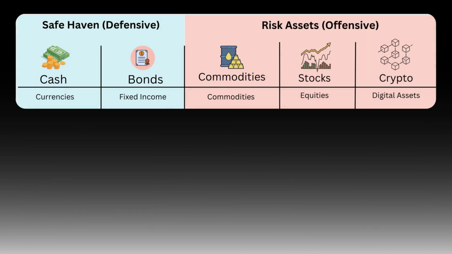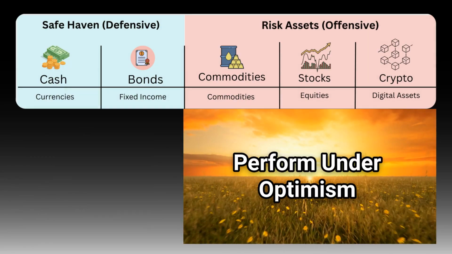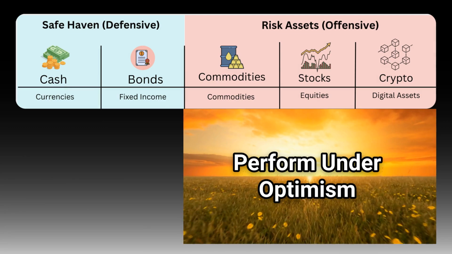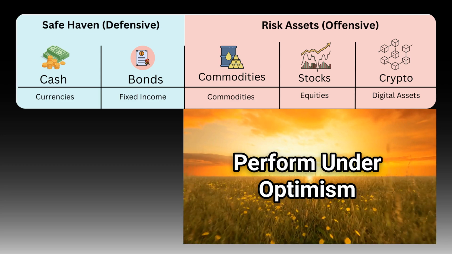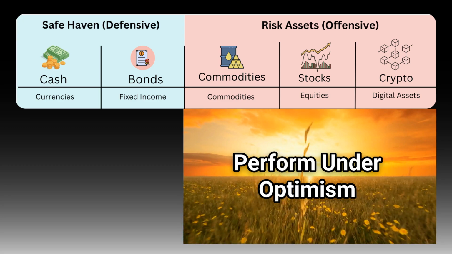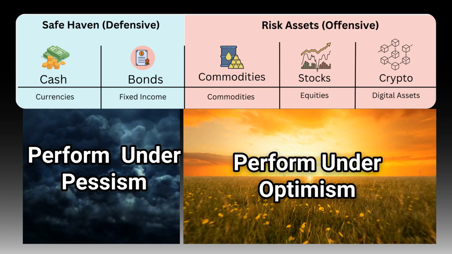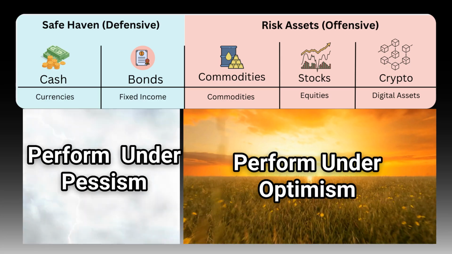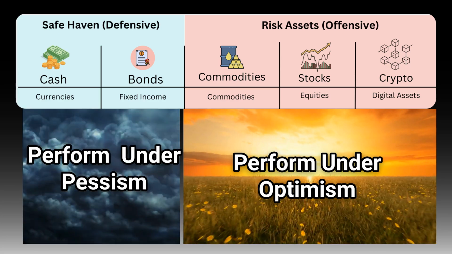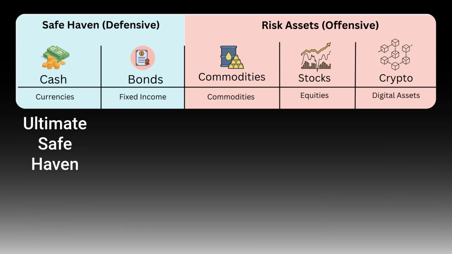Now let's review. Commodities, stocks, and crypto are risk assets, meaning they perform better when the economy is in good shape. In a stable economy, you want to take risk because taking risk is like playing offense. Cash and bonds are non-risk, safe haven assets that perform better when the economy is in bad shape. In a bad economy, you want to play defense to protect yourself. And of the safe haven assets, cash is the ultimate safe haven asset, more specifically the world reserve currency. Bonds are primarily fixed income instruments.